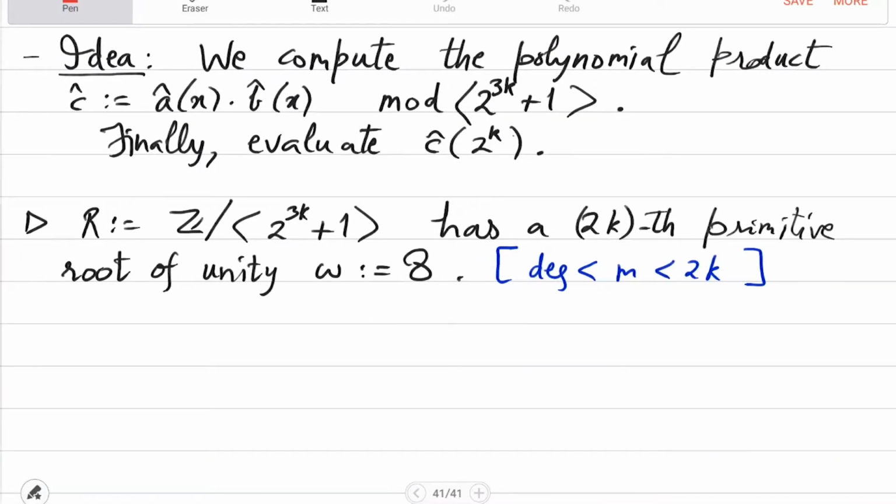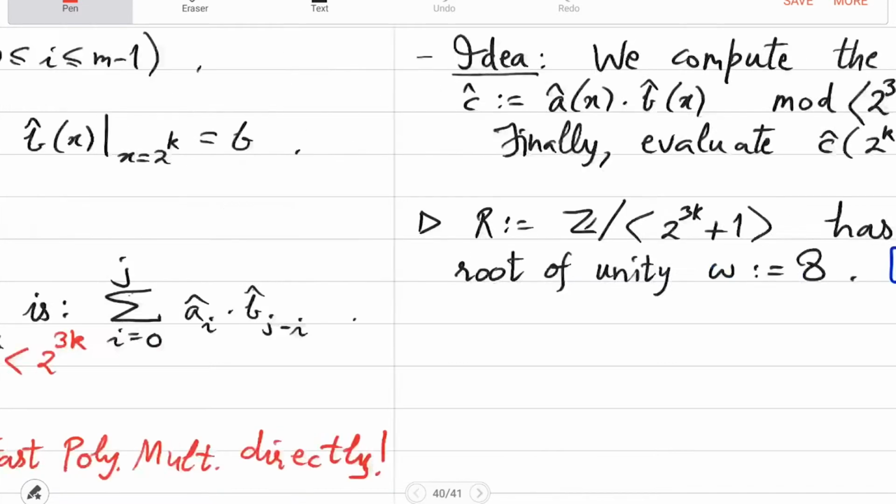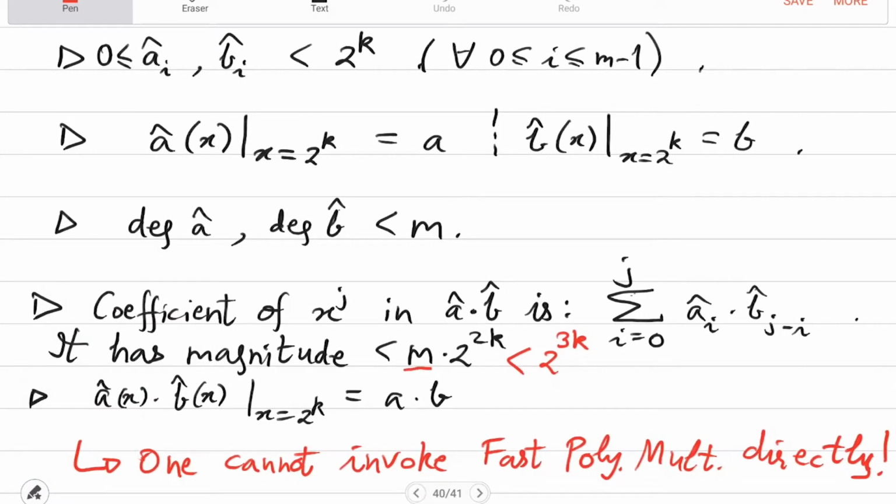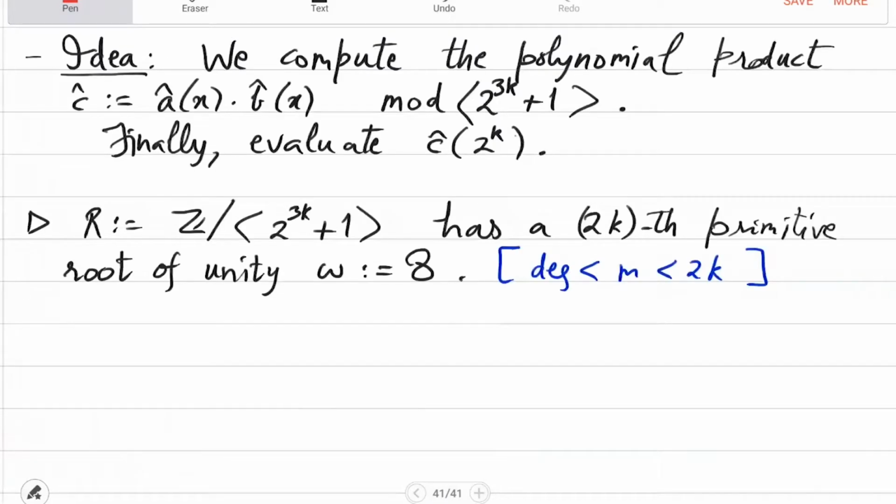Okay. So to go into bit operations, what we will do is, since the coefficients were only 2 raised to k in magnitude, the maximum you will get is 2 raised to 2k when you multiply, and slightly more. It was m times 2 raised to 2k. That calculation also we did. So we got m times 2 raised to 2k, which is definitely smaller than 2 raised to 3k. So we will do arithmetic modulo 2 raised to 3k plus 1.